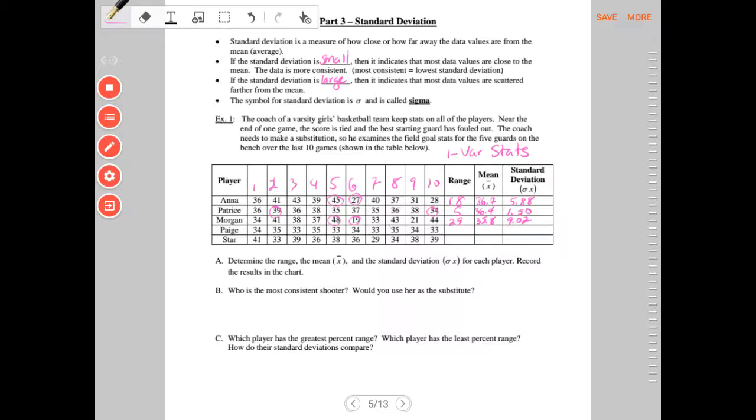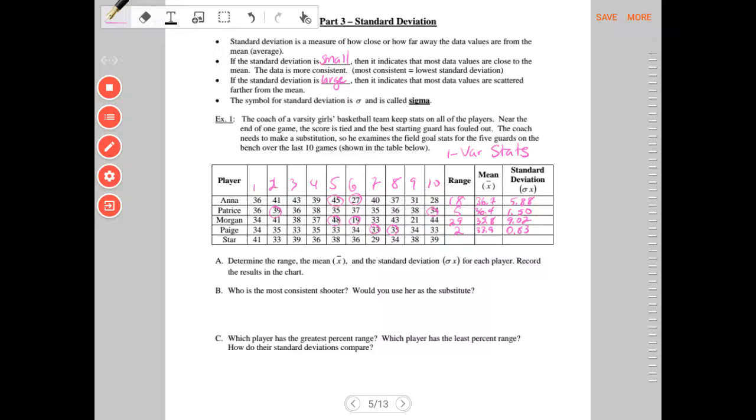Paige's highest score is 35 and lowest is 33. Notice there's a number of 35s and 33s. So 35 take away 33 is 2. And the mean is 33.9. Standard deviation 0.83. Ooh, that's pretty low.